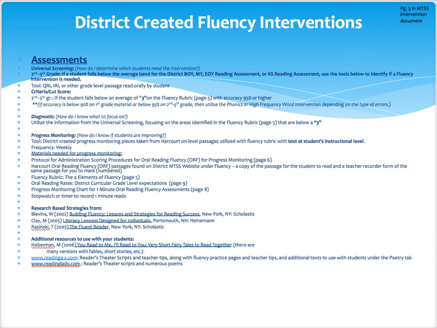You'll want to go look at the fluency rubric on page 5 and see if the student falls below the average of 3 in any of those 4 elements, with a word accuracy of 95% or higher. If the student's reading at a 90% word accuracy or lower, you might want to go look at the phonics or high frequency word interventions, depending on the type of errors. Utilize the information from the universal screening. Focus on the areas then of the fluency rubric that the students fall below a 3.